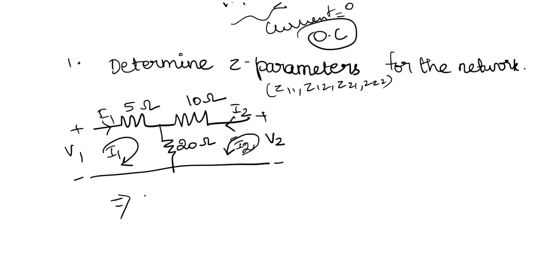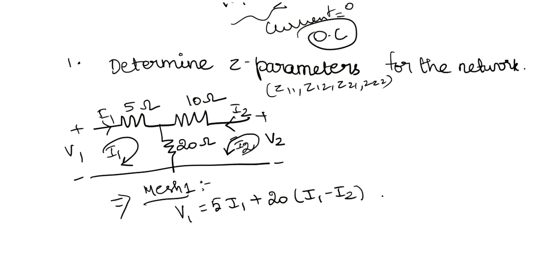Clear? So now we can write the two equations. How many loops will be formed? Two loops, so two equations. For mesh 1, active element will be equal to passive elements. V1 will be equal to 5 into I1 plus 20 into, in general we write, 20 into (I1 minus I2). See whether it is correct or wrong. It is wrong because I1 is flowing in clockwise direction. If I2 were flowing in clockwise direction, this equation would be correct. But here I2 flows in anti-clockwise direction, so it becomes plus. A small change. This is the unique difference from all the four units.